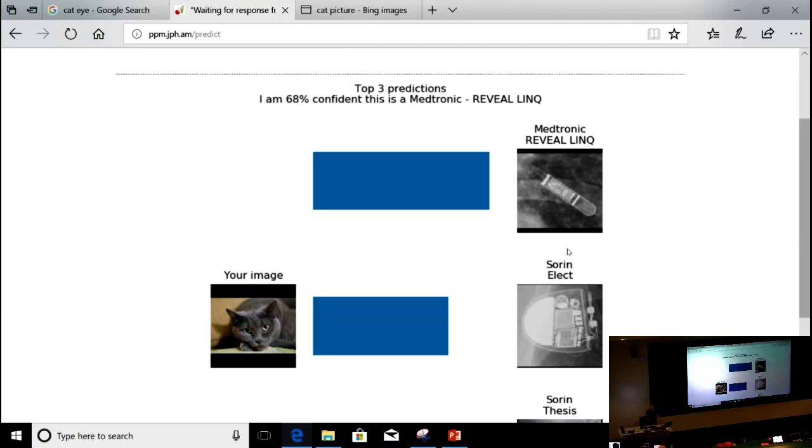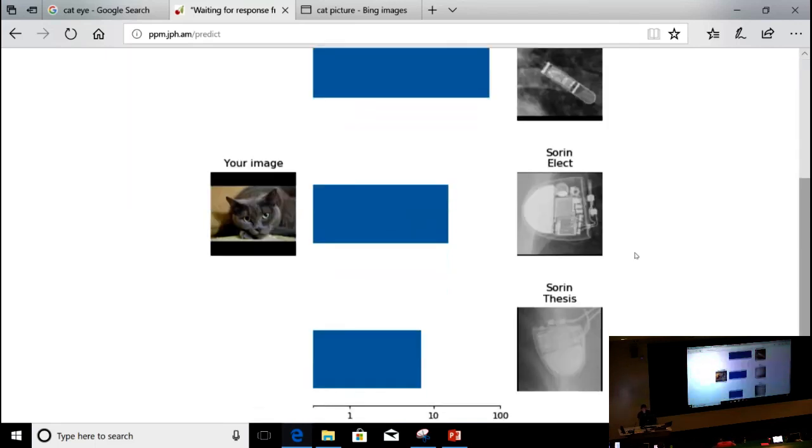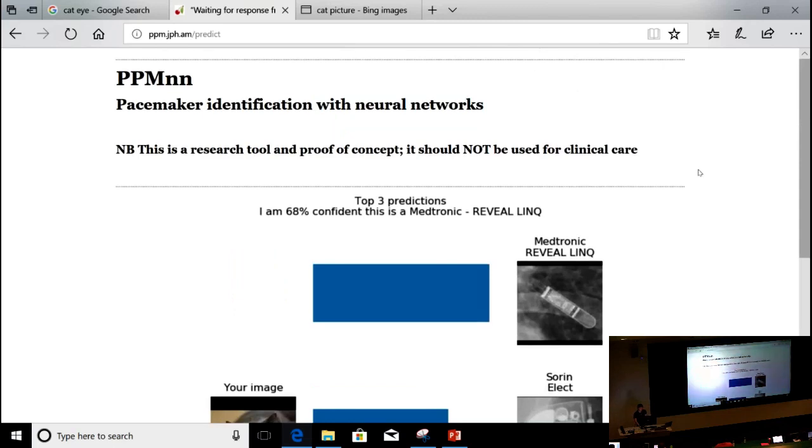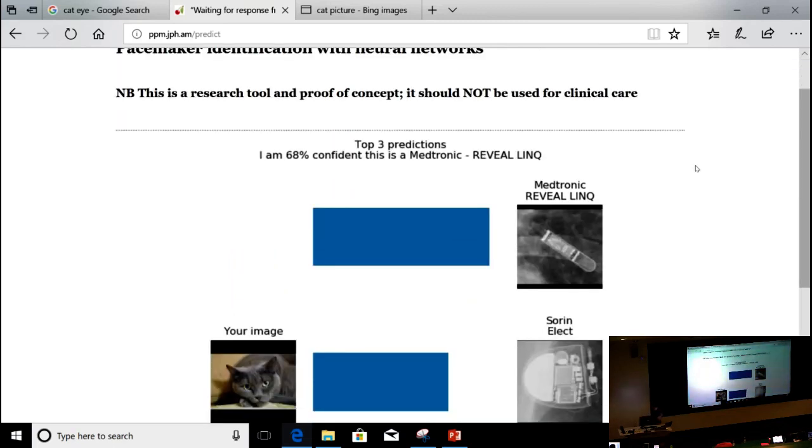These are very rare types of devices that are obviously the only devices that don't look like pacemakers. This is interesting, because this is the only device in the data set that doesn't look like a pacemaker. So I suspect the reason it picks this as a Medtronic Reveal is because it's lacking all the other features that tell it it's a pacemaker. It doesn't have a big battery. It doesn't have a load of capacitors on it. So as stupid answers go, that's actually quite reassuring. Good, okay.